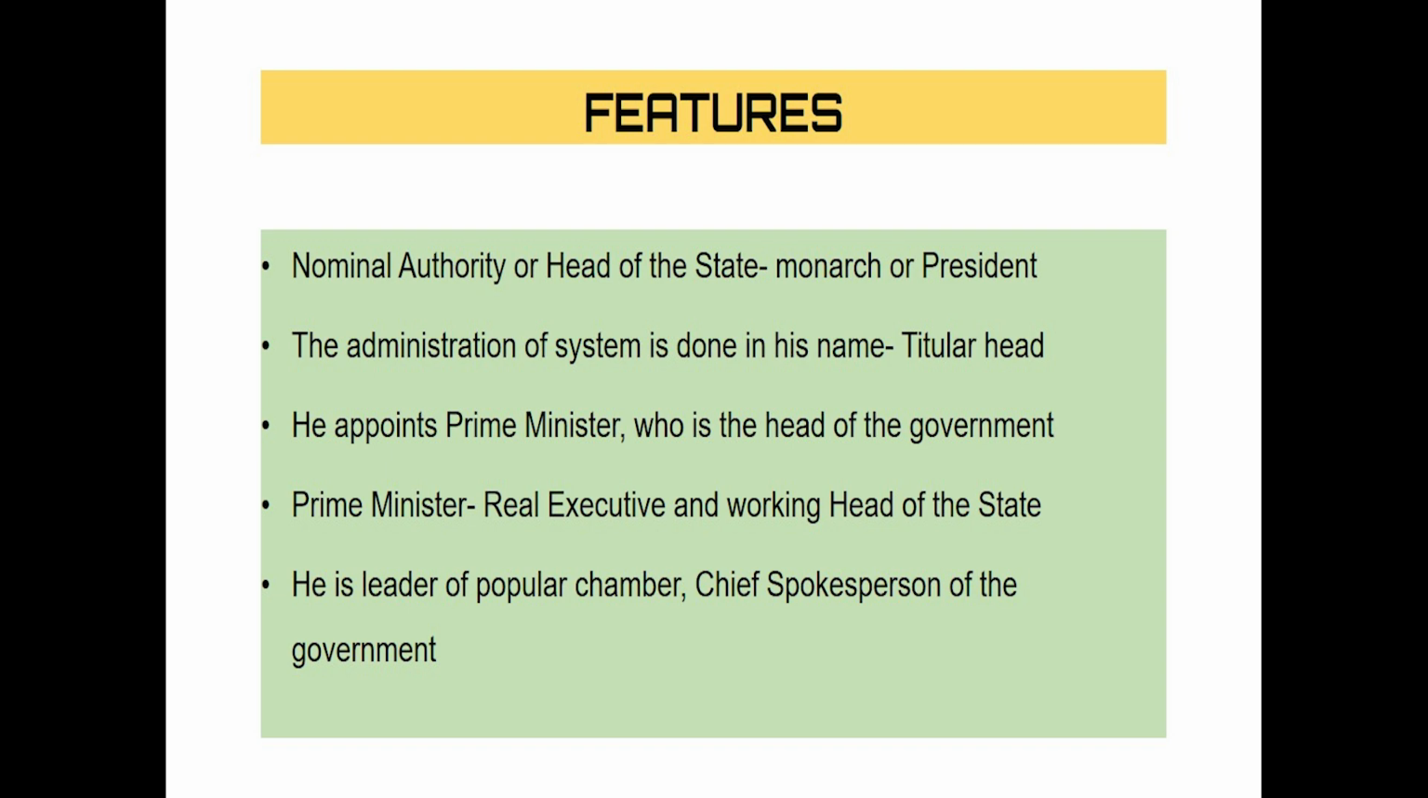The nominal authority, or the head of the state, is the monarch or the president, and all the administration work and all the policies are done under his name. But although they are done under his name, he is just the titular head, and in turn he appoints the prime minister, who is the head of the government, and this prime minister is the real executive, otherwise known as the working head of the state.